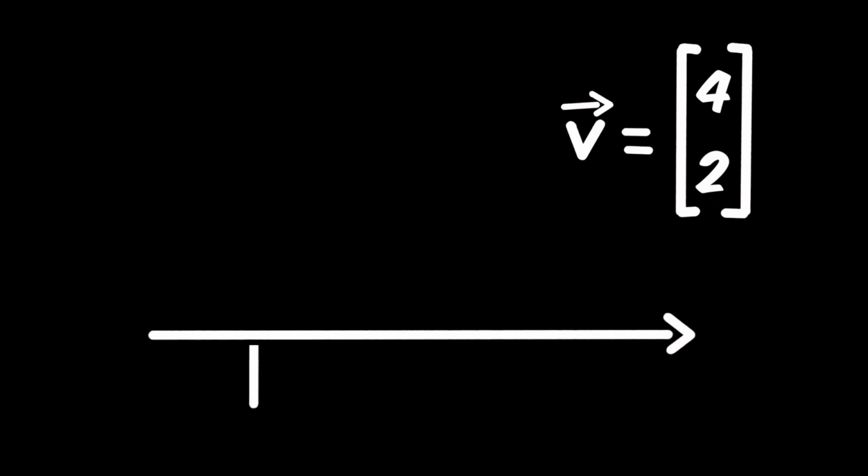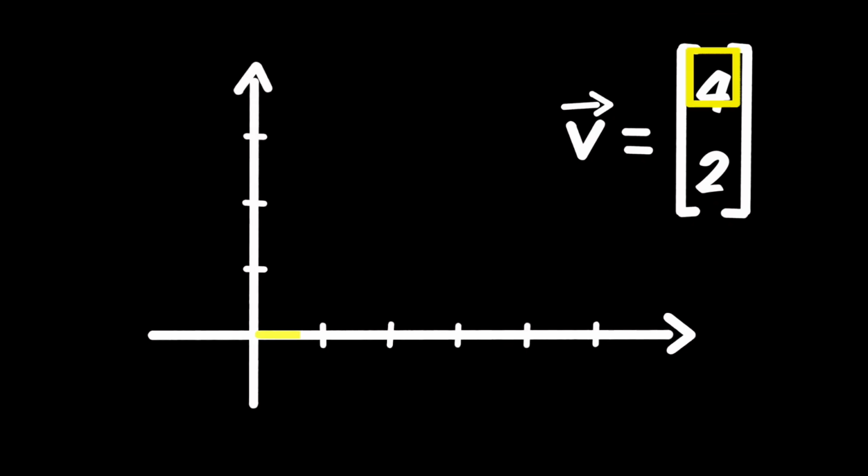What do you think when you see a vector represented by these coordinates? Probably I can draw it in the coordinate system. 4 steps to the right, 2 up, done.